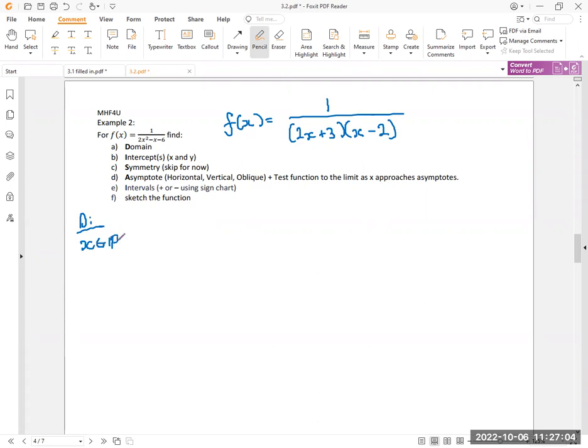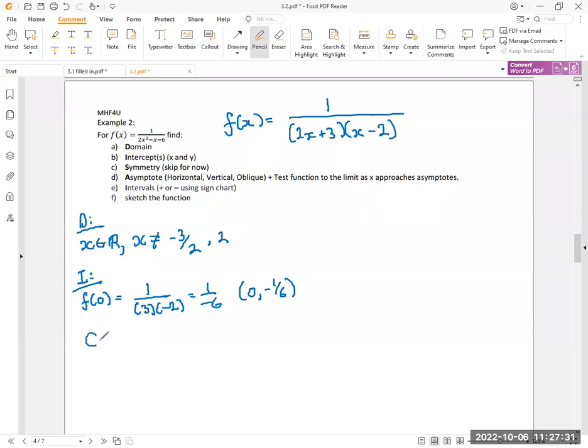X could be anything, but of course, because of the denominator, X cannot be -3/2, nor can it be +2. Intercepts. Let's do the easy one. When X equals 0, this becomes 3 times -2. This is -1/6. So my y-intercept is 1/(-1/6). Okay. Can I make the entire y value equal 0? The answer is no. Is there every situation where it will? Yes.